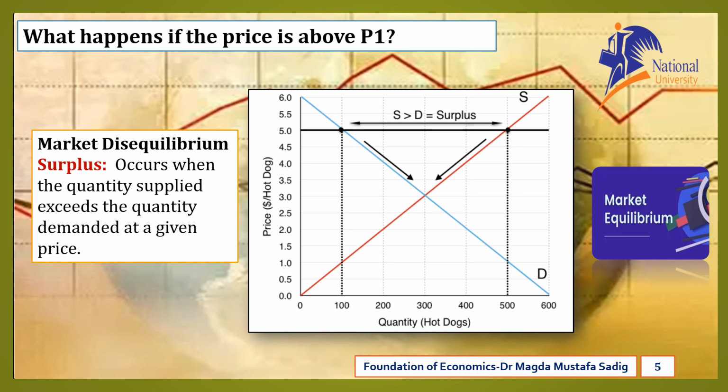So surplus means quantity supplied is larger than quantity demanded if the price is set above the equilibrium price. The causes can be a price floor, overproduction, or a reduction in demand. Understanding surplus is very crucial for analyzing market failures, government interventions, and price distortions.